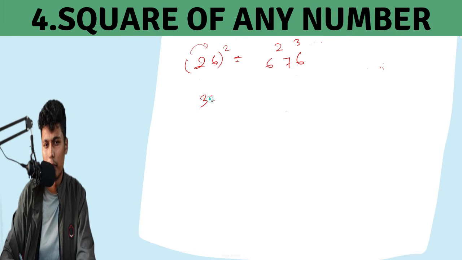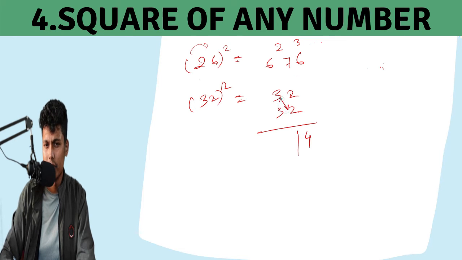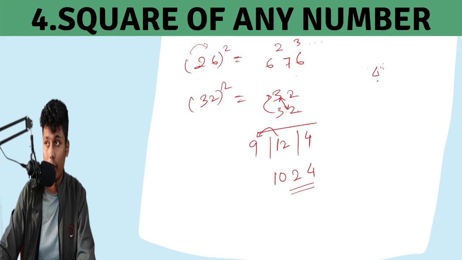If not, let me do another number. Let me take 32 square. Let me write it in a little bit more format. 2 twos are 4. Next is 3 twos are 6, 6 into 2 is 12, and next is 3 threes are 9. So 4, 2 write down here, 1 you give to the 9, so 9 will become 10. 1024 is the answer.